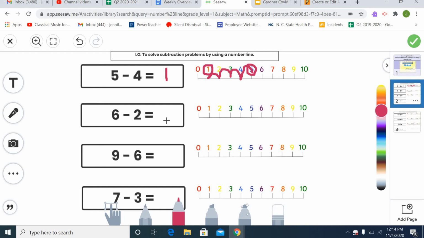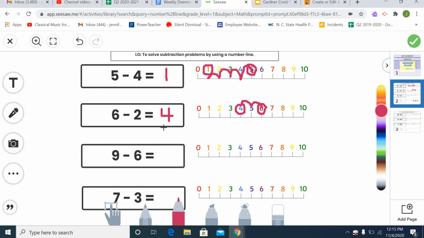So now I remember that on my number line, when I am subtracting, I start with the very first number, which is 6. 6 is the first number in my equation. So I'm going to go over and find 6 on my number line. I'm going to circle it. And then I'm going to jump back 2 spaces because I am subtracting 2. So I'm going to start at 6 and jump back. 1, 2, and what number did I land on? Number 4. I landed on number 4. So now I know that 6 take away 2 equals 4. And I figured that out using my number line.